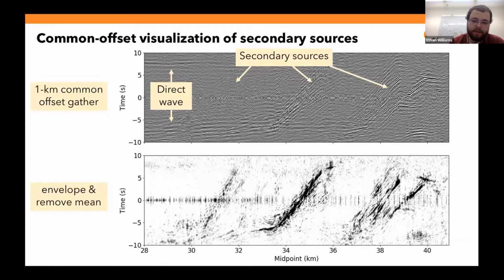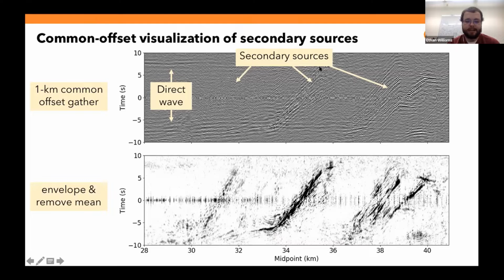So if we reorganize this data set into, quote unquote, a common offset gather, meaning that we've basically taken pairs of stations that are an equal distance apart and cross-correlated them, we're looking at the propagation of a wave between two pairs that are equally spaced. Theoretically, then, the direct wave is flat. It arrives at the same time everywhere.